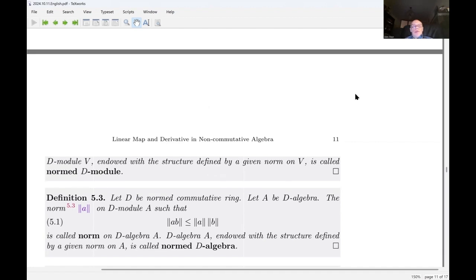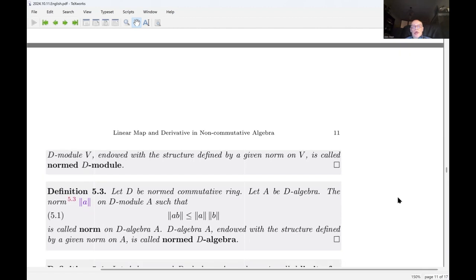The module V, together with the structure defined by a given norm on V, is called a normed module. Let D be a non-commutative ring. Let A be an algebra. The norm on the module A such that the norm of a product is not greater than the product of norms is called a norm on the algebra A. The algebra A, together with the structure defined by a given norm on A, is called a normed algebra.